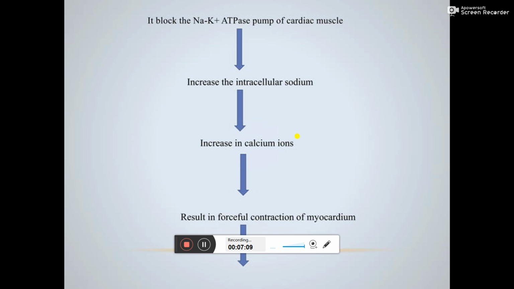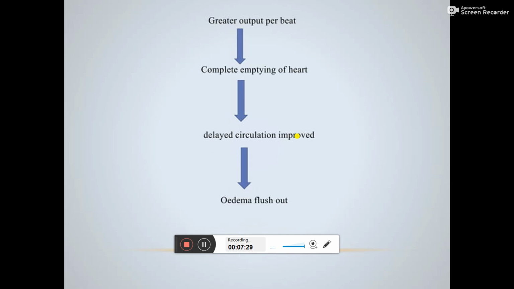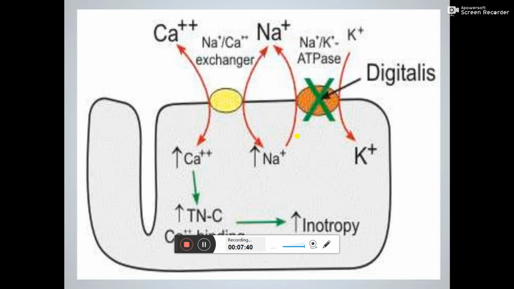Then how it acts: firstly it blocks the sodium potassium ATPase pump of cardiac muscle. After that it ultimately increases the intracellular concentration of sodium ions. It increases the release of calcium ions from the sarcolemma, resulting in forceful contraction of myocardium. There is greater output per beat and complete emptying of the heart, and because of the flushing of edema, the circulation is improved.